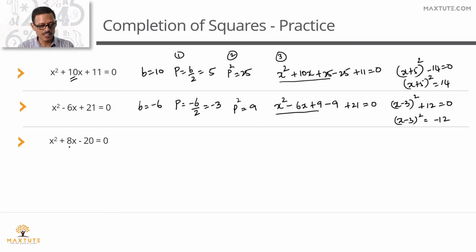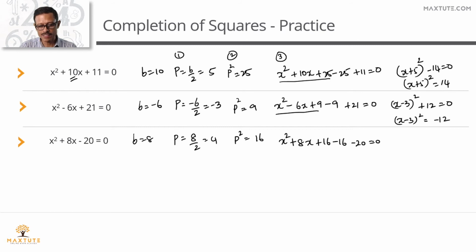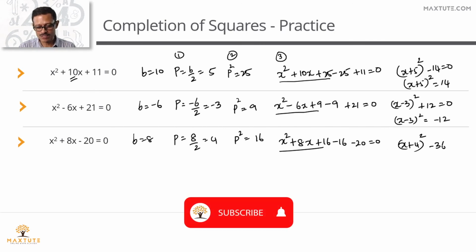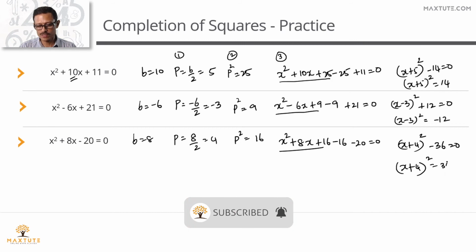Third one, what is the value of b? b is equal to 8. So value of p will be equal to b by 2, which is 8 by 2, which is equal to 4. Next step, find out the value of p square. P square is equal to 16. So to this equation, x square plus 8x, we're going to add a 16, subtract a 16. X square plus 8x plus 16 minus 16 minus 20 equals 0. This part is nothing but x plus 4 the whole square. Minus 16 minus 20 is a minus 36 equals 0, or x plus 4 the whole square equals 36.